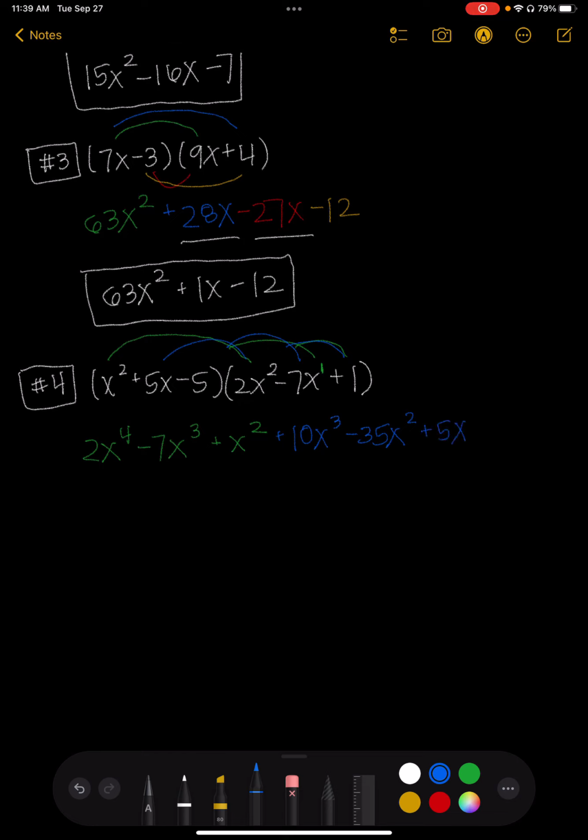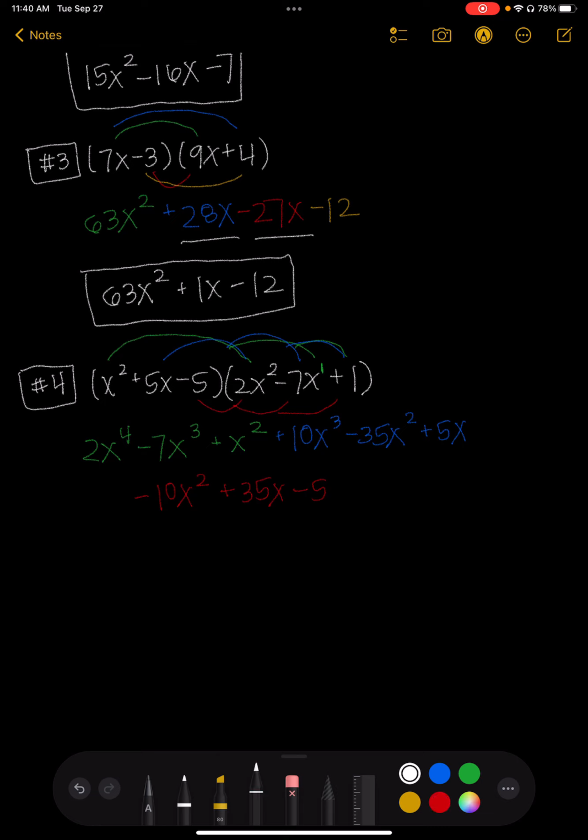All right, now hopefully you can guess, but the next thing is to do that very last one, that -5. We're going to multiply by everything on the inside of the second set of parentheses. So we start with -5 times 2x squared, which gives me -10x squared. Now -5 times -7x, negative times negative is positive, so it's going to be positive 35x. And then -5 times 1 gives me a -5. All right, so now this is our answer, but we're going to combine like terms.